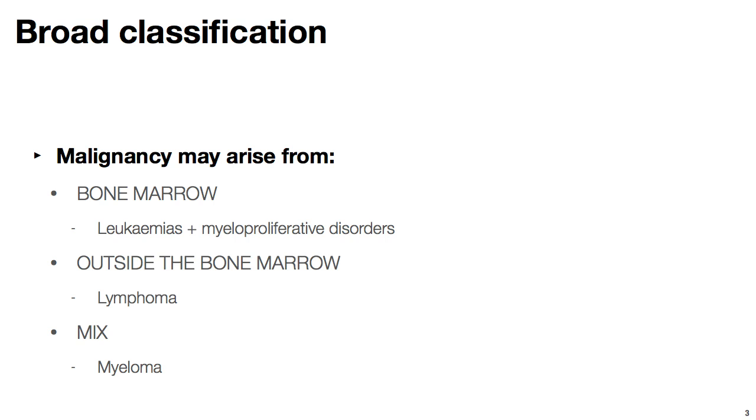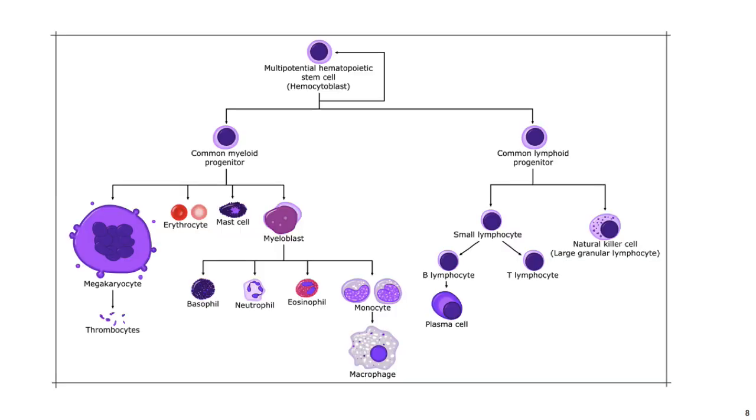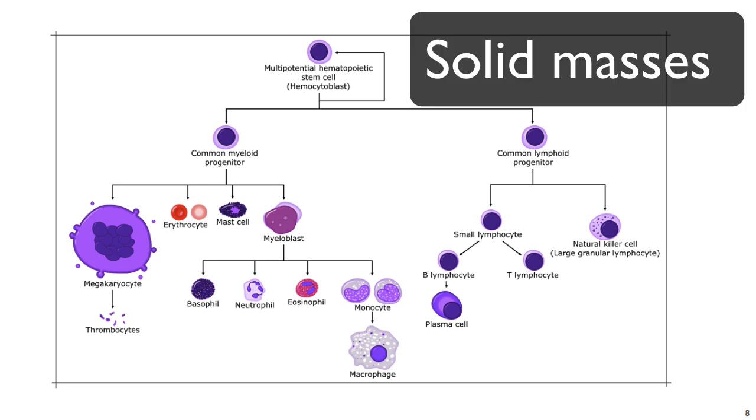Lymphoma can be regarded as a malignancy outside the bone marrow. So a malignancy of lymphocytes that have actually migrated to either lymph nodes or other organs. And while the malignancies of bone marrow origin tend to present with abnormal blood counts, these tend to present with solid mass lesions.